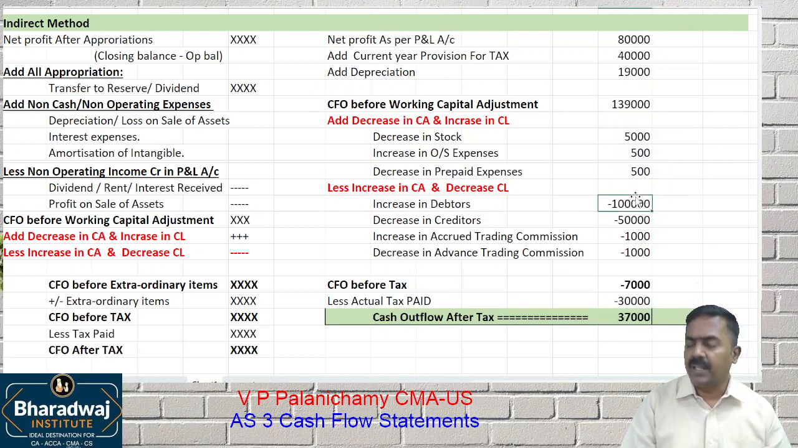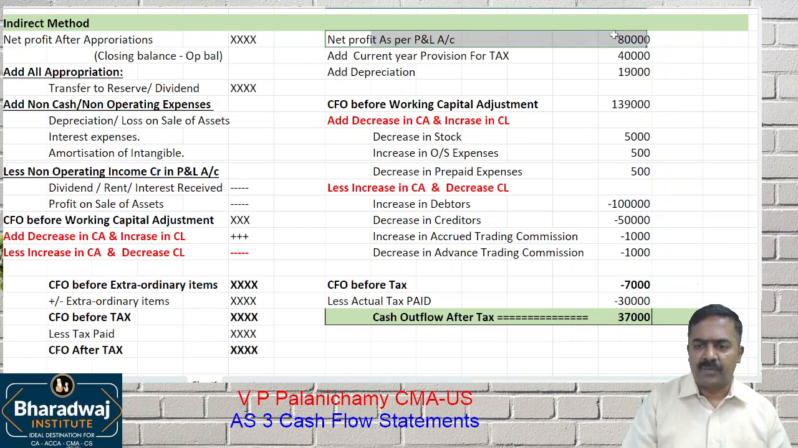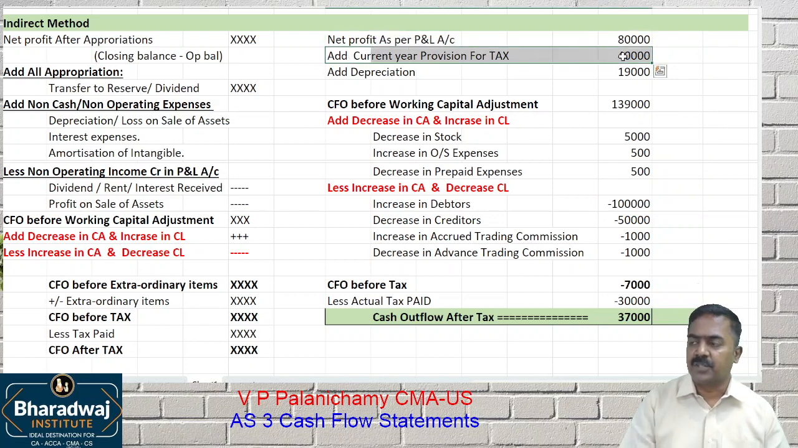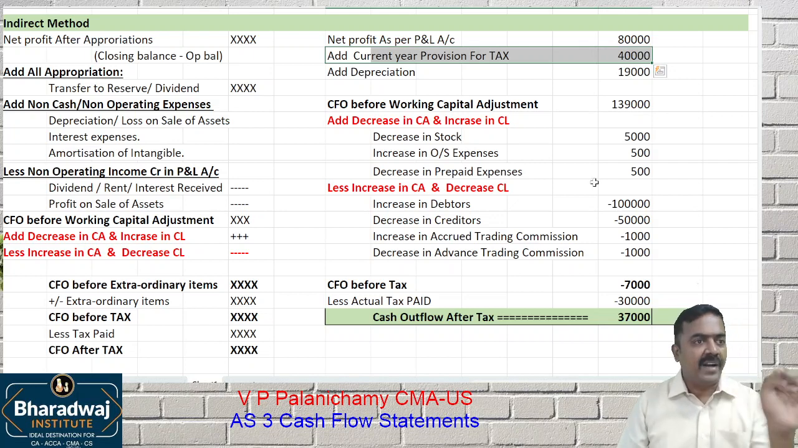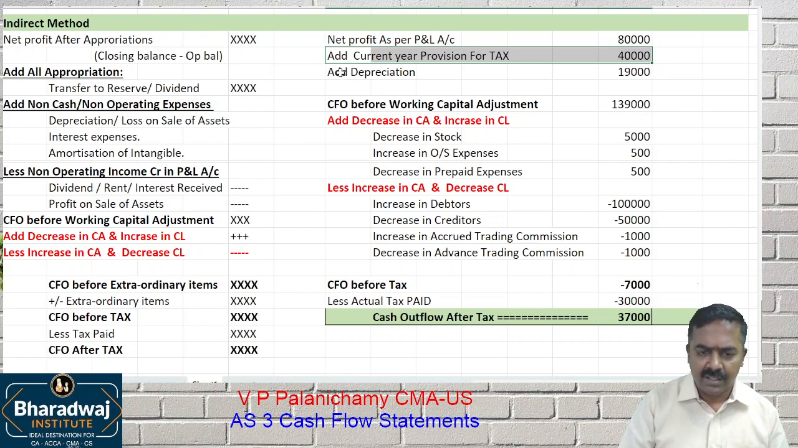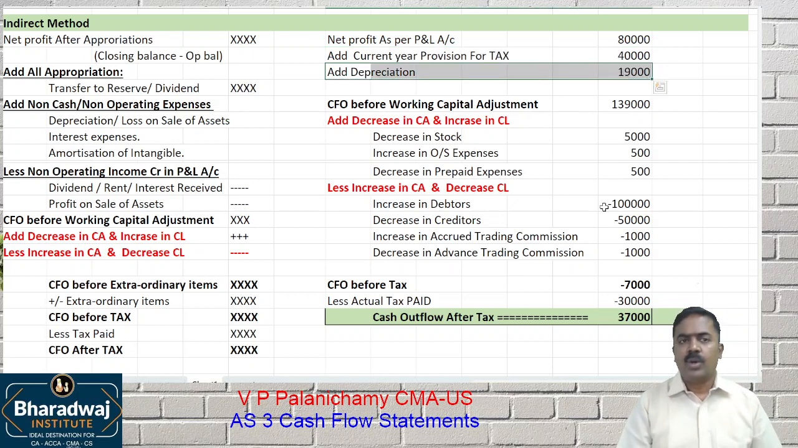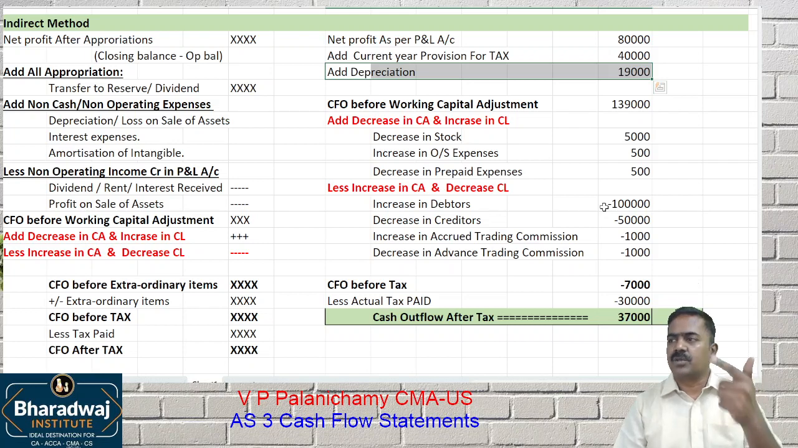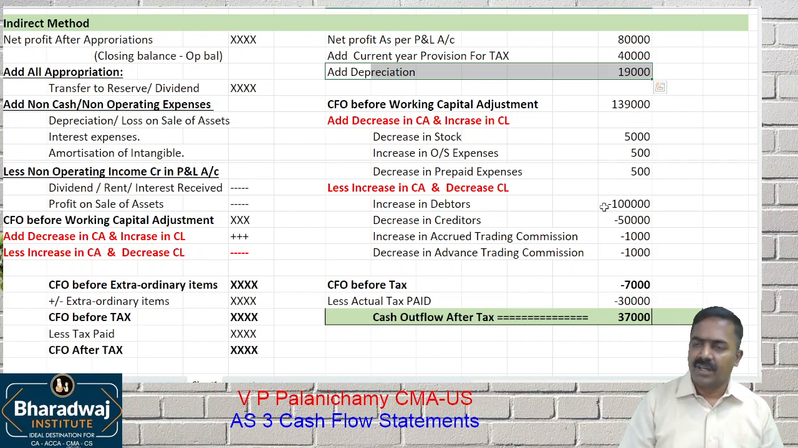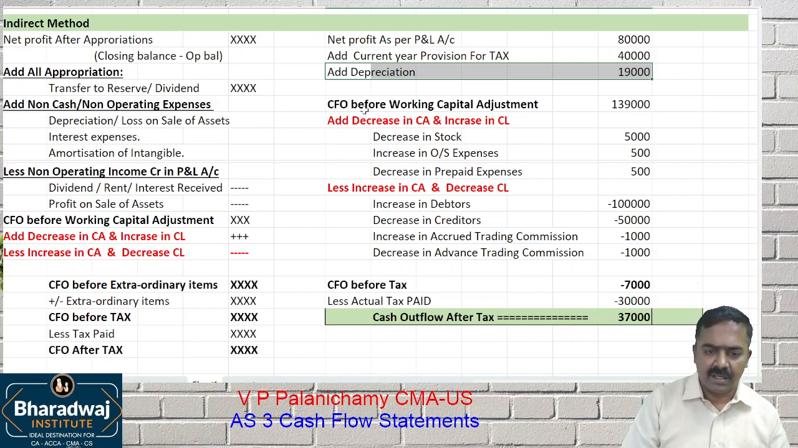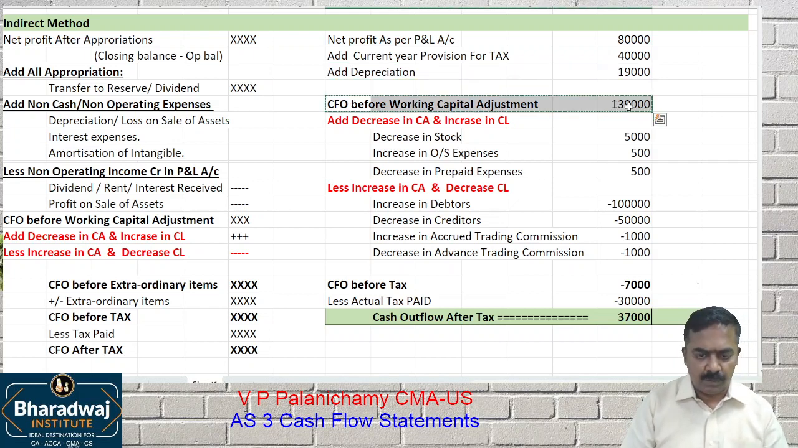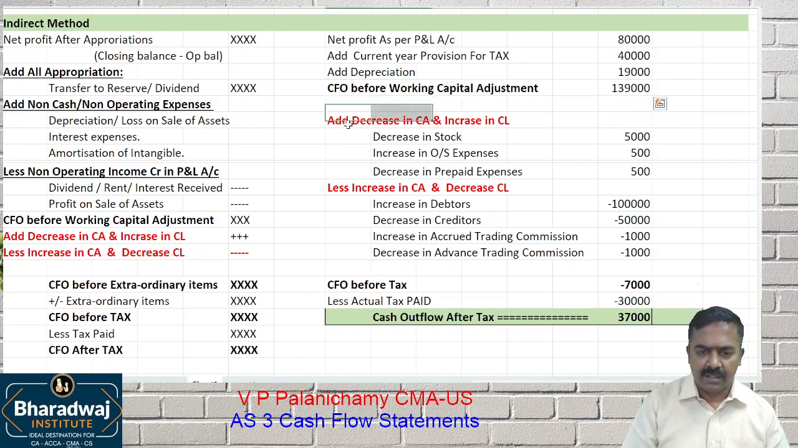I repeat from the beginning, pay attention. Net profit as per P&L account is 80,000. Sir, why are you adding current year provision for tax? Providing tax is not equal to cash outflow. It is a non-cash item, so we add back. Depreciation is also a non-cash item, so we add back. Why are we ignoring bad debts, discount allowed, discount received? Already adjusted in debtors and creditors cash collection, working capital. Then this will give us cash flow before working capital adjustment.